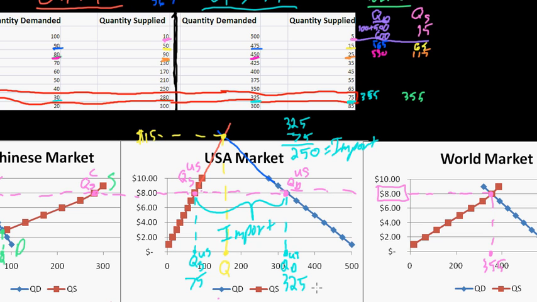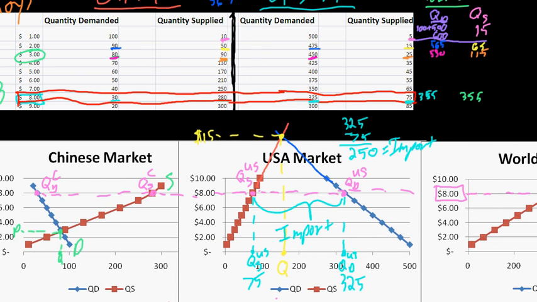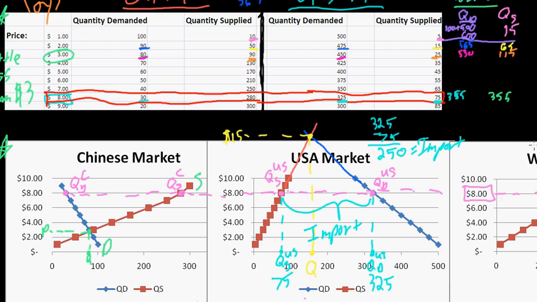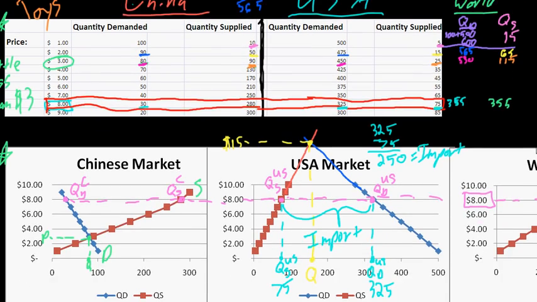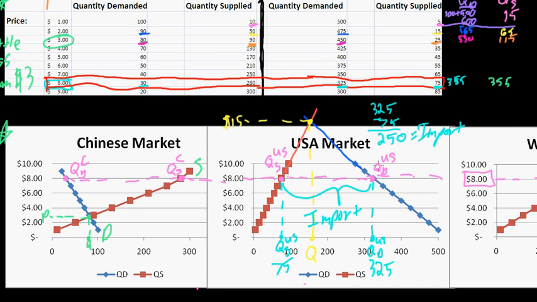Now we can go do the exact same thing for China, or we can say because there are only two nations in this world, we know that China is going to export 250. But just to go ahead and double check, if we go over to the Chinese market, we know that this right here is 30, coming from this cell right there. So the Chinese, at a price of $8, the Chinese demand 30 toys. And we know that this right here is 280.